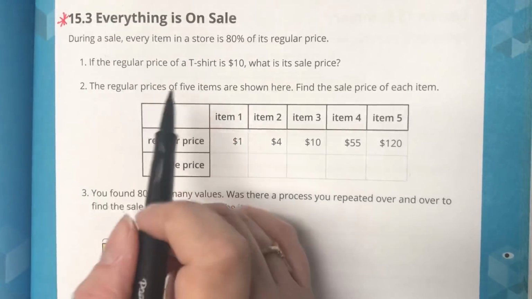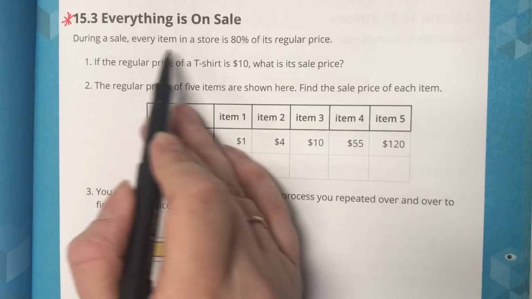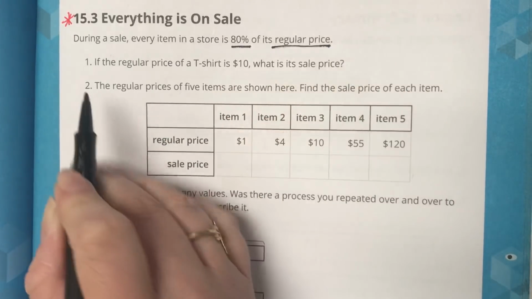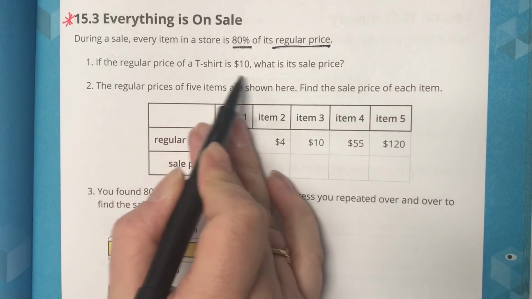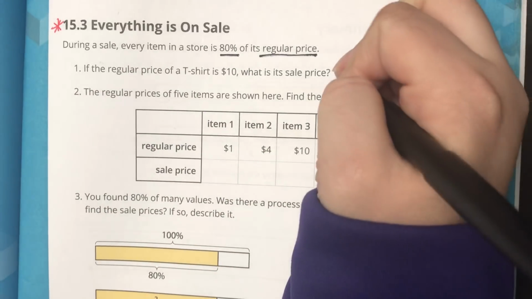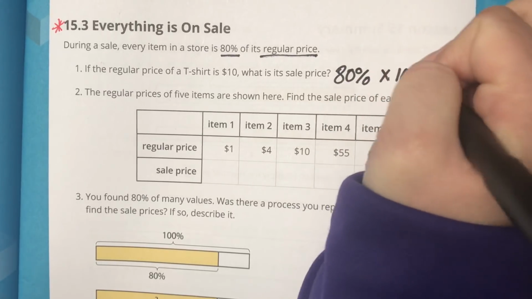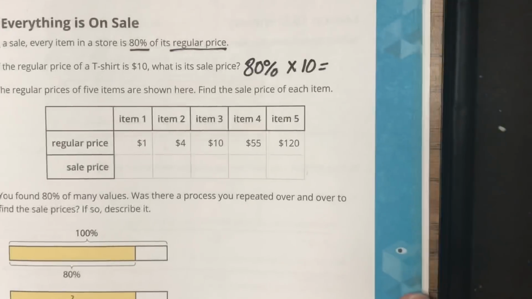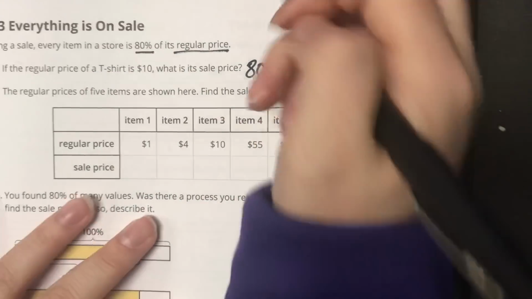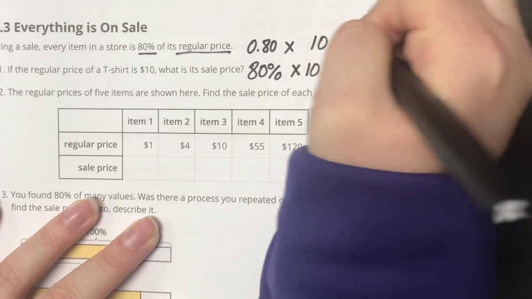All right, 15.3. Everything is on sale. During a sale, every item in a store is 80% of its regular price. If the regular price of a t-shirt is $10, what is its sale price? Well, I can do 80% times 10, which would equal $8. Or remember, I could have done 0.80 times 10, which would also equal $8.